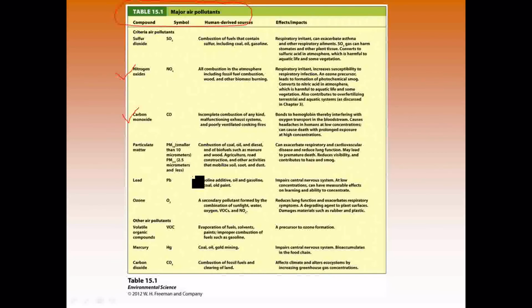So when you go through your process of memorizing, sulfur, think coal, think smokestacks. Nitrogen oxides, you need to think cars. And carbon monoxide, you need to think cars. Now, it's incomplete combustion of any kind. So when you burn wood in a fireplace, some carbon monoxide is released. But unless you're in a tiny enclosed room, it's not going to bother you. That carbon monoxide is in the air around you, and of course, most of it goes up the chimney anyway.